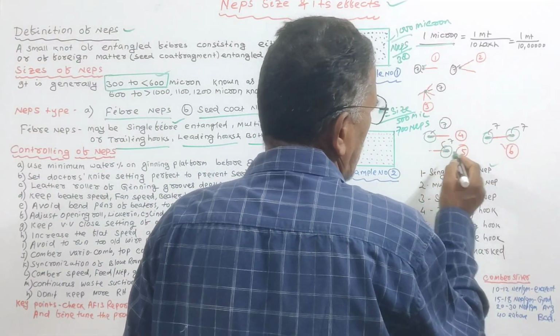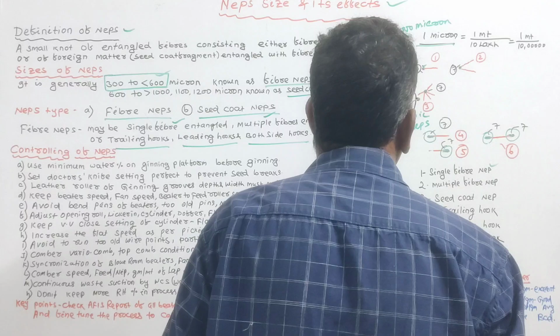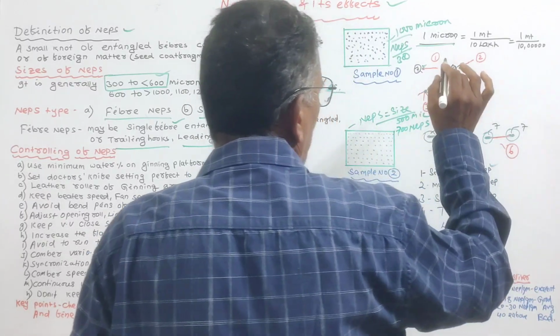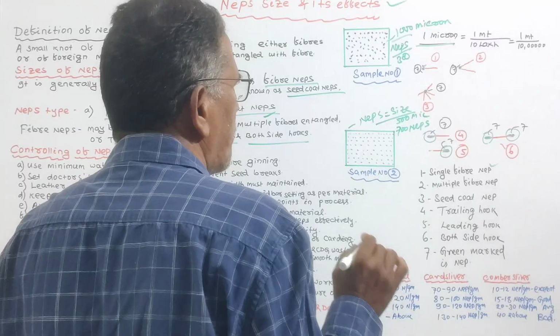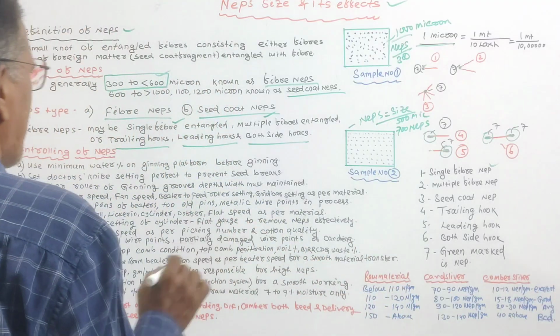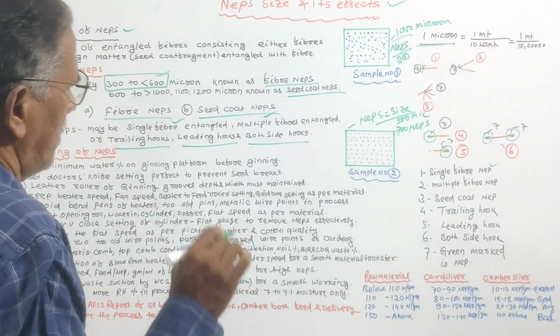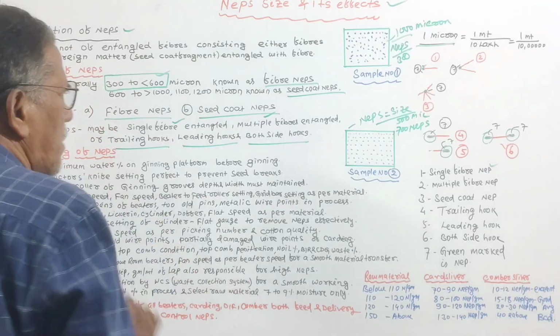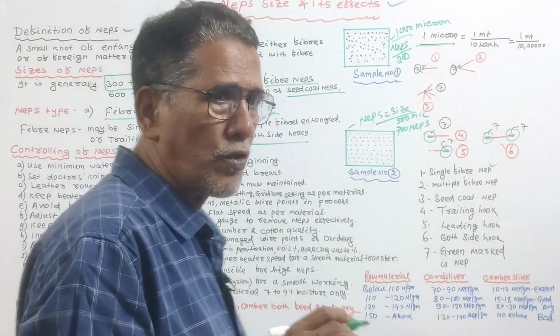These are trailing hook, leading hook, both side hooks, or single fiber and multiple fiber. These are fiber naps. Fiber naps are always lesser in micron. Controlling of naps: how to control the naps?